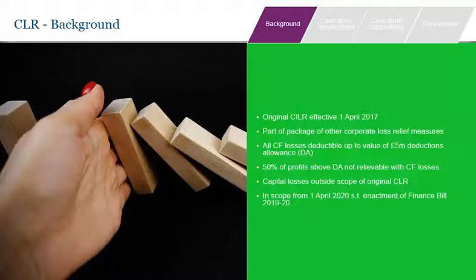So, for a standalone company with current period trading profits of £20 million and £20 million of trading losses carried forward from earlier periods, the maximum permissible deduction for the carried forward losses is £12.5 million. This is the company's deductions allowance of £5 million plus 50% of the company's profits over and above the deductions allowance, i.e. £5 million plus 50% of £15 million.